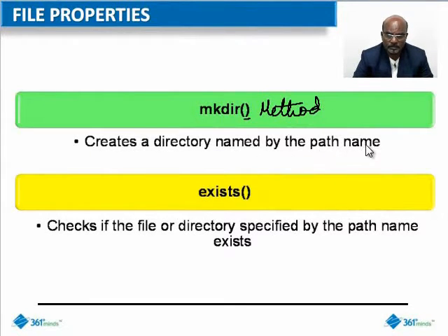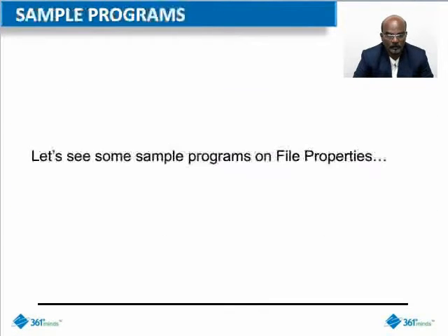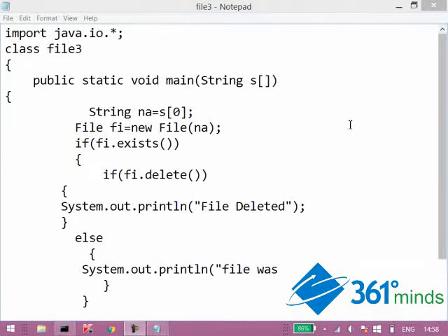and the exists method will tell whether the file exists or not. When you give the name of the file, it will just tell you if the file exists by giving a true or false message. After having seen what file properties are all about, it's only right that we see some programs on file properties. Shall we? In this program, we're going to see how to delete a file.